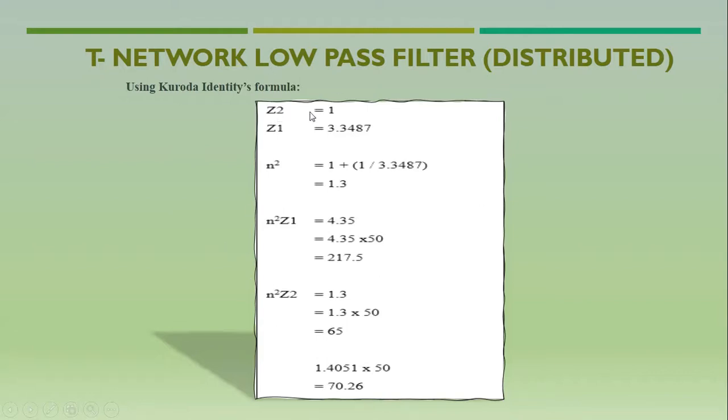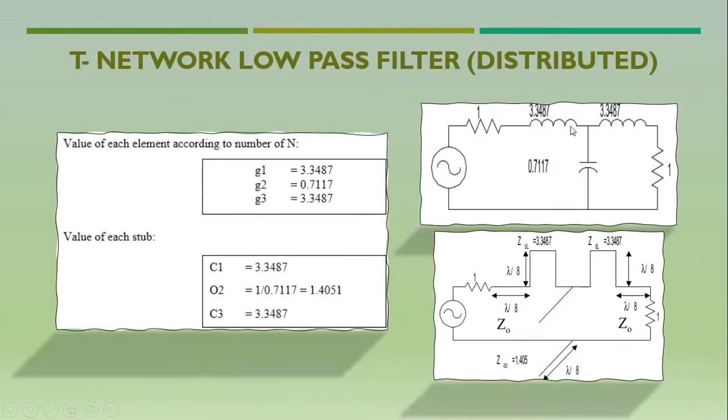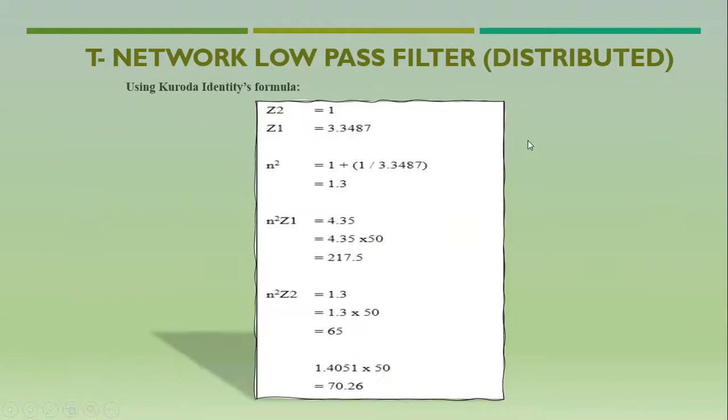Z2 is the transmission line. The transmission line is 1. Z1 is the value here. So we need to calculate only one because this one and this one are the same value. So we need to calculate n squared, which is 1 plus 1 divided by Z1. 1 is Z2 and here is Z1. And we get 1.3. We will use this value for n squared Z1 and n squared Z2.